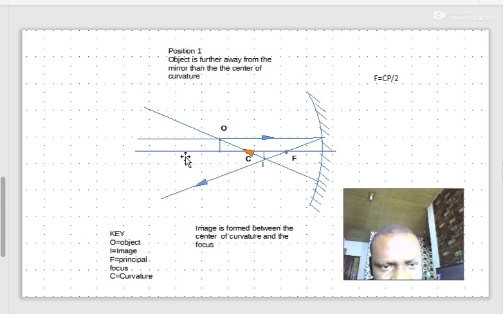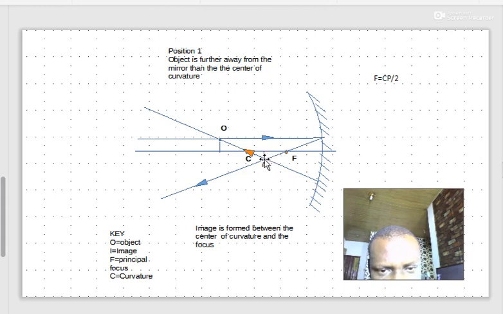Now another ray of light from the head of the object goes through the center of curvature and strikes the mirror. That ray of light will be reflected along the same path, backward again. So this is the reflected ray for the incident ray through the center of curvature, and this is the reflected ray for the ray that is parallel to the principal axis.